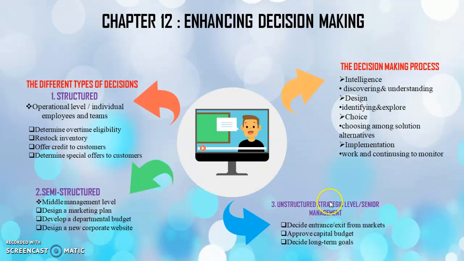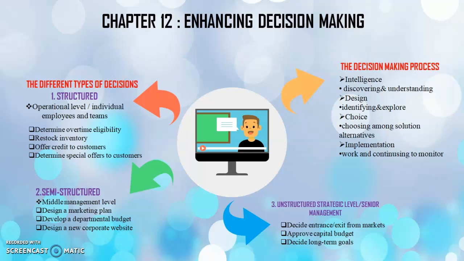Okay, third, unstructured, strategic level. This is mainly for senior management. Okay, these are some examples of decisions that can be taken by people at the unstructured strategic level, or senior management: decide the entrance and exit from markets, approve the capital budget, design long-term goals. Okay, unstructured decisions are more prevalent at high organizational levels.